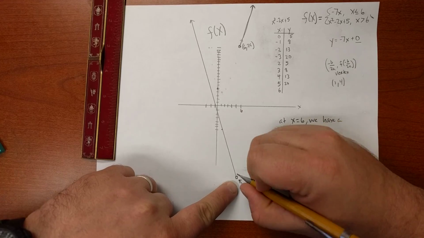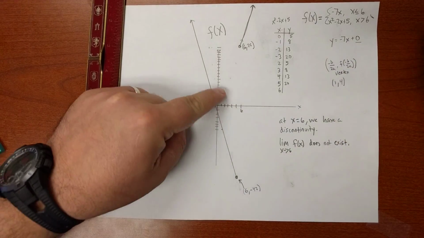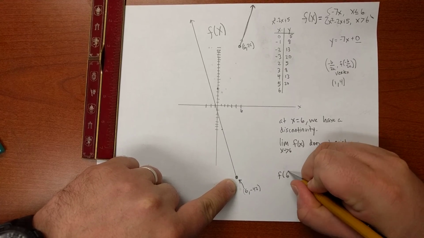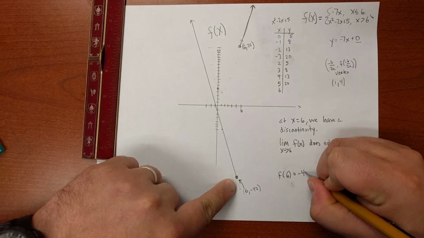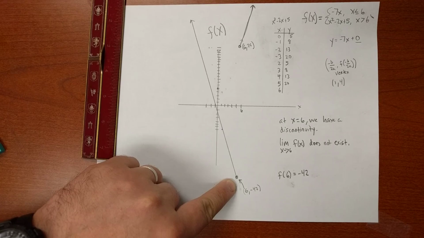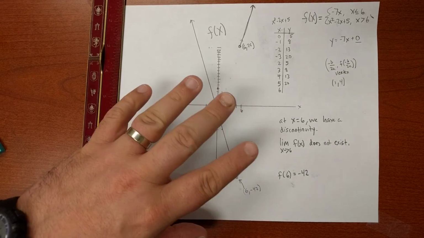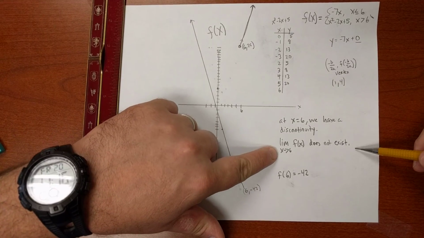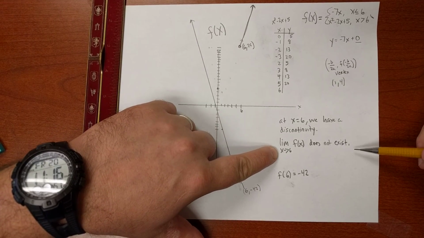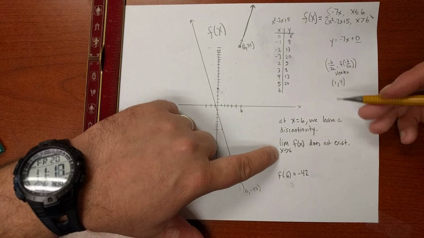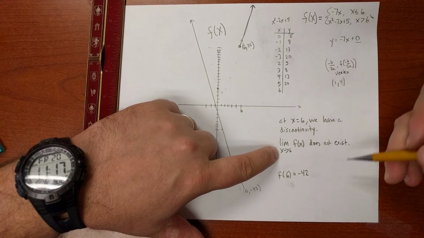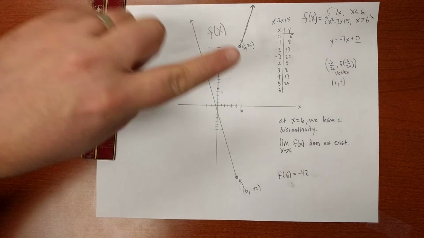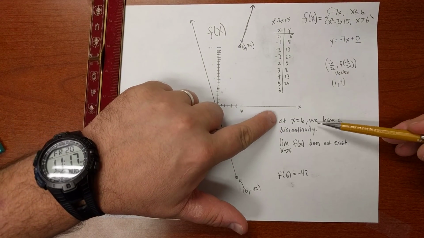Well, f of c, I messed that up there. f of c does exist. f of c, in fact, f of 6 equals negative 42. We discussed that earlier. Okay, so f of c exists. So we don't violate that principle, but this is the principle we violate. The limit does not exist. Now the third principle is, if the limit does exist, it has to equal f of c. But since the limit doesn't exist, we don't even talk about that. So we have a discontinuity at x equals 6.